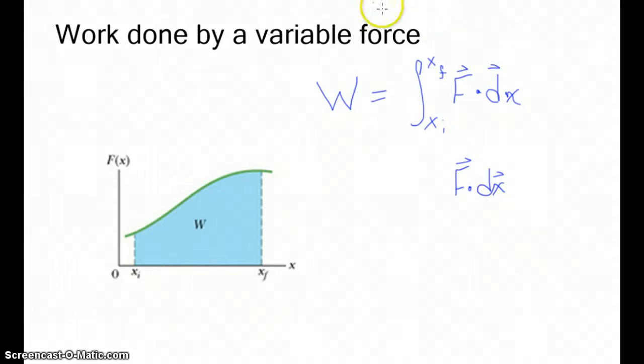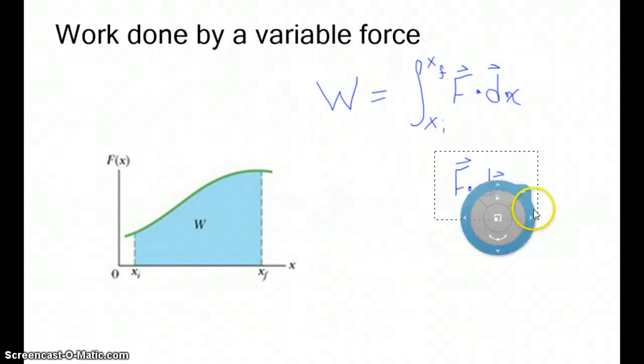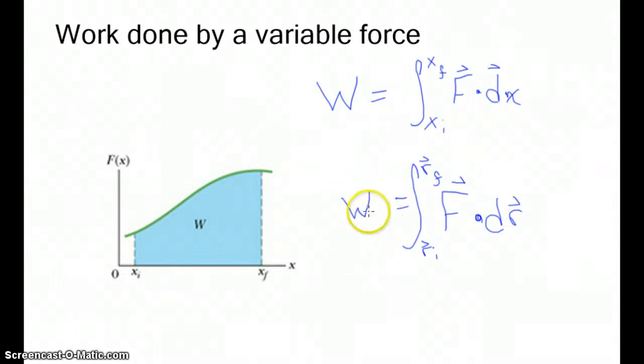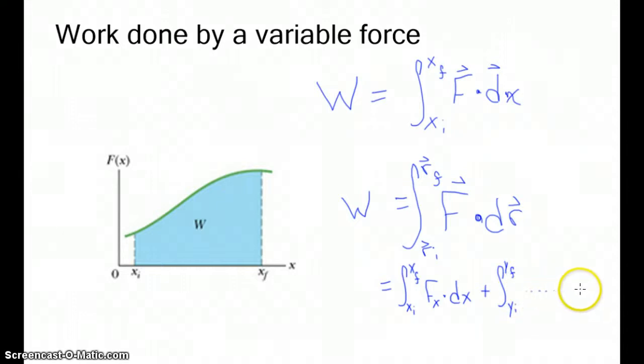or F dot dy or F dot dz. So if we wanted to do this truly in general, what we would do is look at the general integral from some initial position r, which is a vector, to some final position r, which is a vector, of the three-dimensional force F dotted with dr. So what this breaks down into being is the integral from the x initial position to the final position, force in the x direction, dx, plus the integral of y initial to y final, so on and so forth. We would even include the integral from the z initial to the z final.